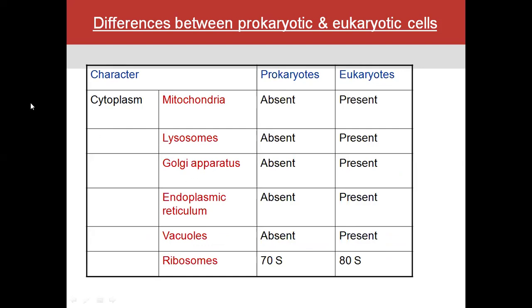And next, cytoplasm. Cytoplasmic organelles like mitochondria, lysosomes, Golgi apparatus, endoplasmic reticulum, vacuoles, all these organelles are absent in the prokaryotes, that means bacteria. All these organelles are present in the eukaryotes. Ribosomes are present in both prokaryotes and eukaryotes. Bacteria consist of 70 S type of ribosomes, and eukaryotes consist of 80 S type of ribosomes. S stands for Svedberg unit.